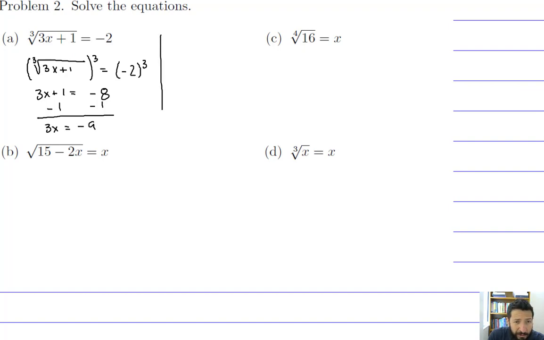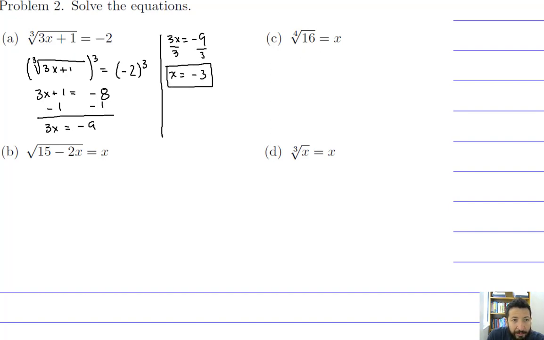So I'm going to divide by 3 on both sides. So 3x equals -9, divided by 3 on both sides, and I get x equals -3 when I do the division, and that gives me my solution.